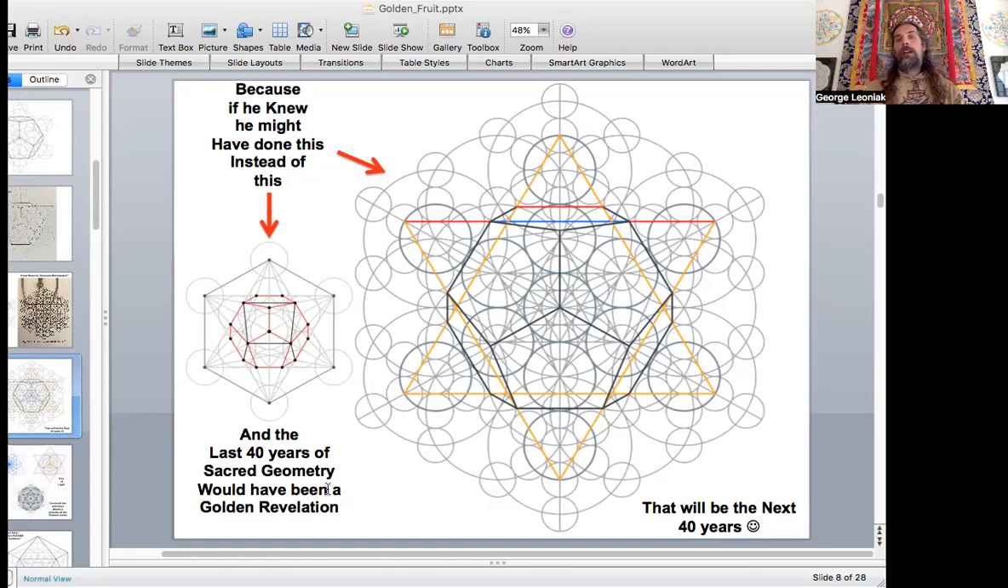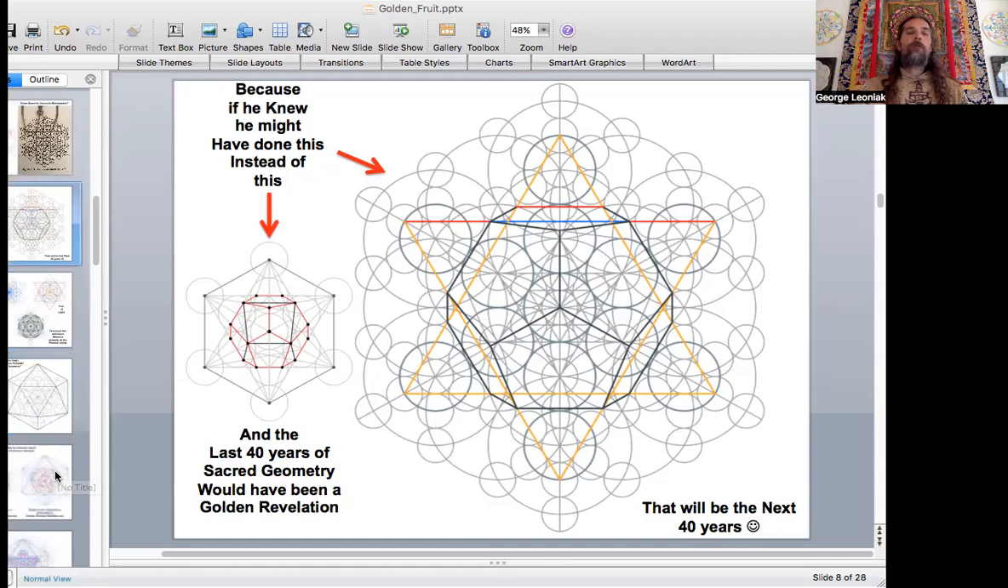And I really think that if this came to light much sooner, at least within this circle template, with this design here, the past 40 years of sacred geometry would have been totally different with the golden revelations that could come about for understanding how the golden ratio works in these circle templates. But I'm predicting that the next 40 years are going to be a lot different and much more golden revelations to be had for sure.